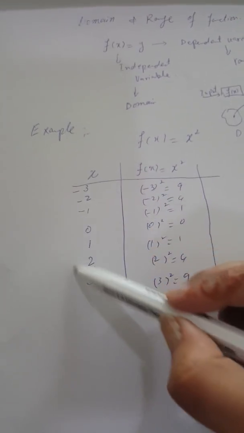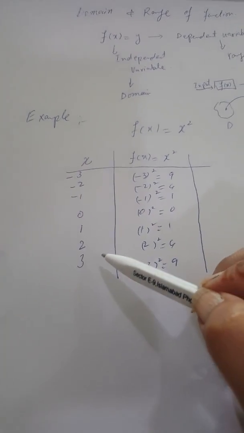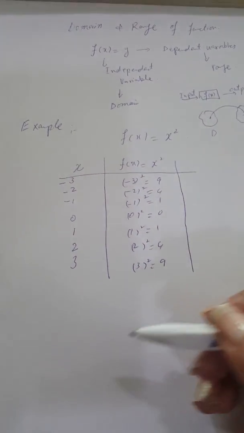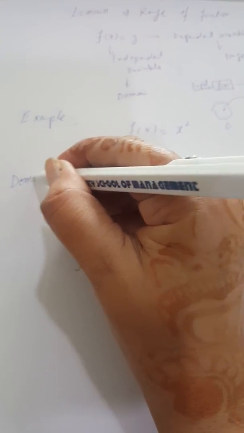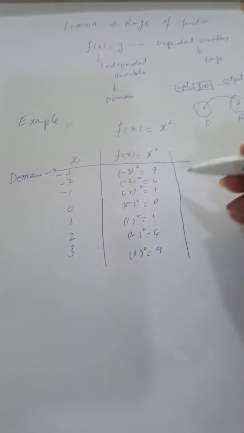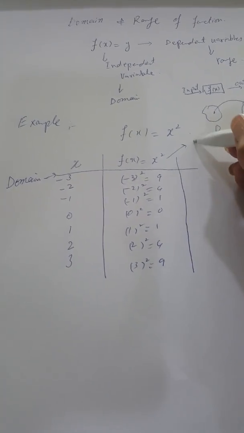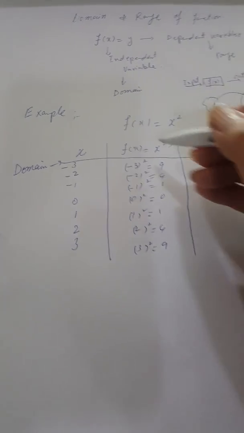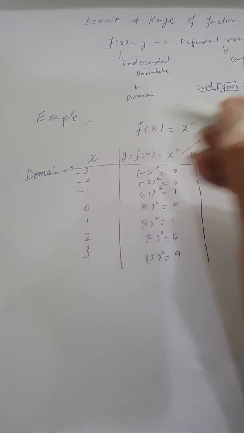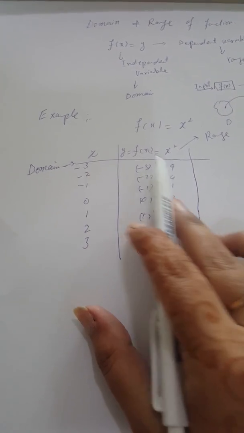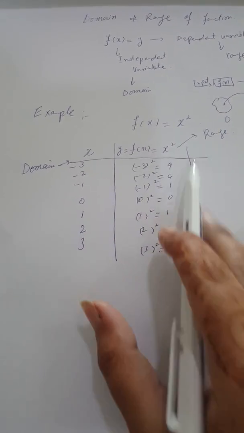The values of the independent variable, the x-axis values, are the domain, and these values are the range values, the output values. The f of x is also called y. We can write y is equal to x square. The values of y are called the range.